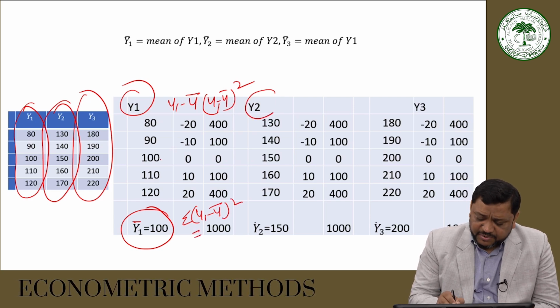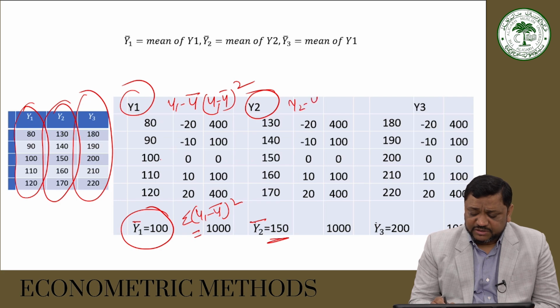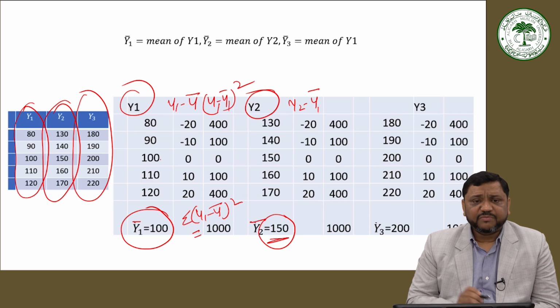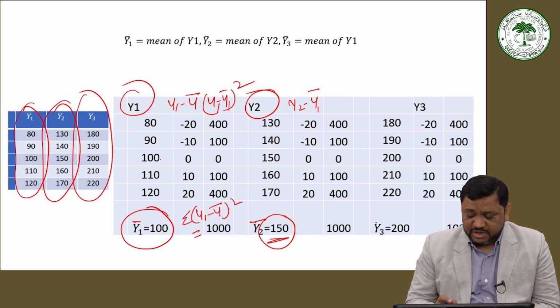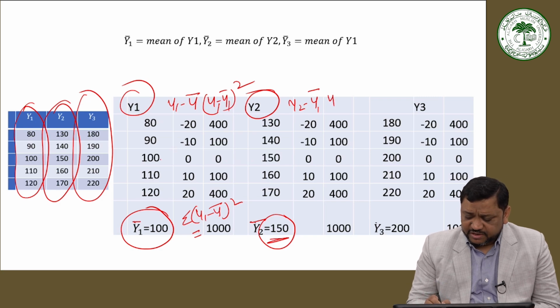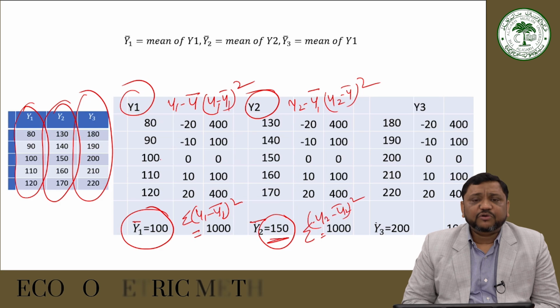The same thing we repeat for y2. We have y2, and the mean of y2 is 150. Then we do y2 minus y2 bar: 130 minus 150 is equal to minus 20, then 140 minus 150 is equal to minus 10, and likewise. Then we do y2 minus y2 bar, the whole square of it. Finally, we add all and get the summation of y2 minus y2 bar whole square, which is equal to 1000.